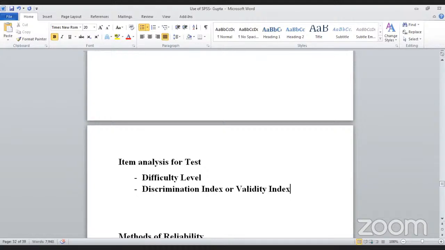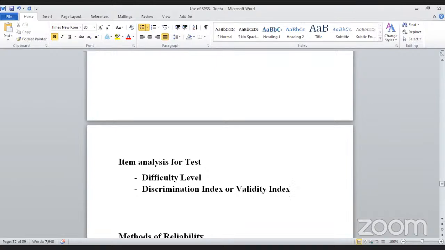Sometimes in the interview, the question is asked: what is another name of the discrimination index, or what is another name of a validity index. So you must know both these things. Now, the item analysis for the scale and inventory was done only on the basis of the discrimination. But in the test, it has to be done on the basis of both discrimination as well as difficulty level.